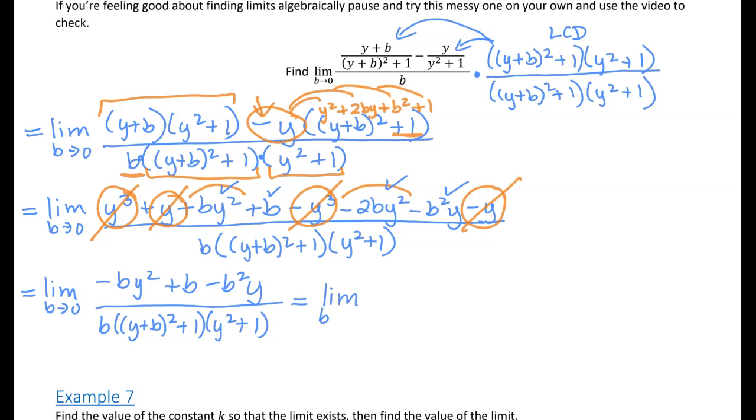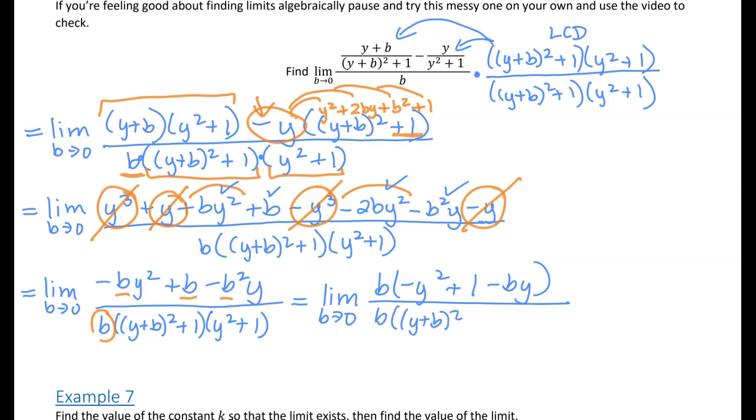Now we're getting towards really key steps. We've simplified a ton. Our big hope was to cancel out this lone b so that plugging 0 in doesn't make the denominator 0. I will be able to do that because every term on the top has a b, so I can factor a b out. It will leave me with a negative y squared plus 1 minus by. And my favorite thing to write out, this entire denominator yet again. Okay, cancel the b, the magic is happening.